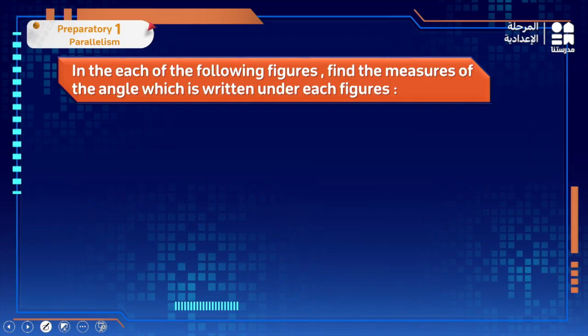هنا أنا حبيت أبدأ بالفيديو ده عشان نتكلم عن condition وهو if the two lines are parallel. Okay? In each of the following figures, find the measure of the angle which is written under each figure. احنا عرفنا لما يكونوا two lines are parallel يبقى عندي ال alternate angles they are making letter Z and they are equal in measure. وكمان ال corresponding angles they are equal in measure. وآخر حاجة ال interior angles هيبقوا supplementary angles يعني السم بتاعهم هيكون 180.